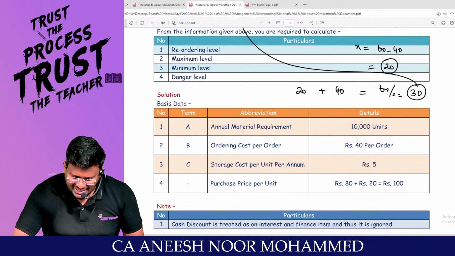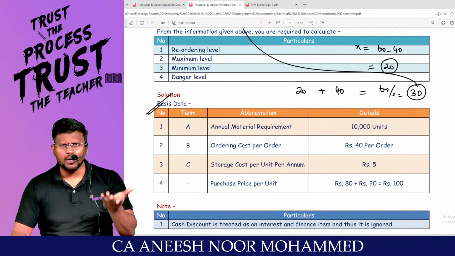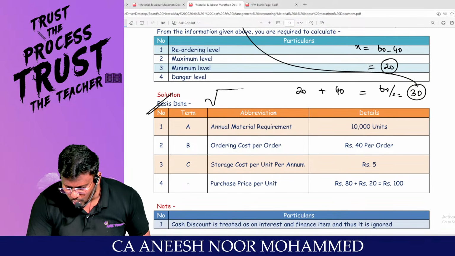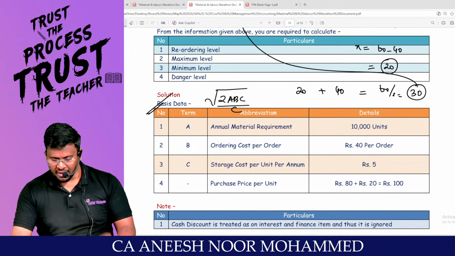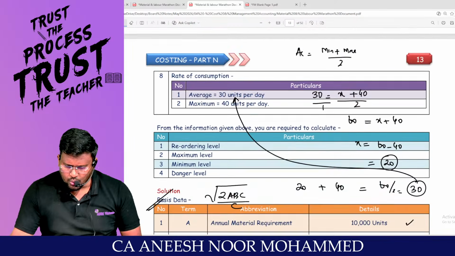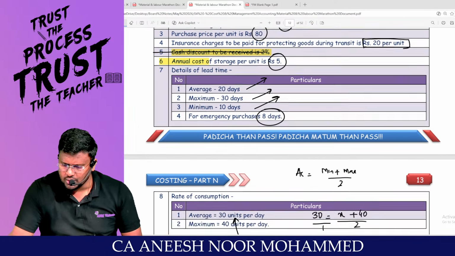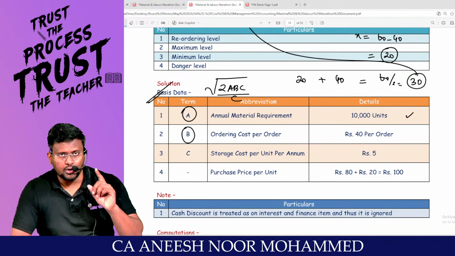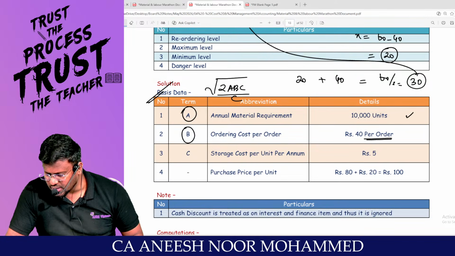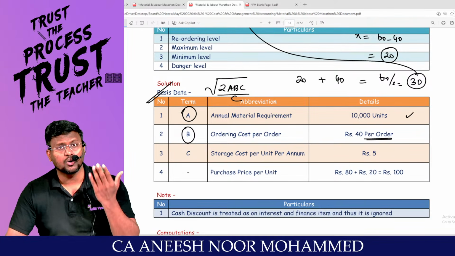Sir, basic data. First, calculate the EOQ. We are masters in EOQ. What is EOQ? Root of 2AB divided by C. Annual material requirement 10,000 units, which is already given in the question. 10,000 units is the annual requirement. What is the ordering cost per order? In order to order one time, 40 rupees we are supposed to spend, directly given in the question.